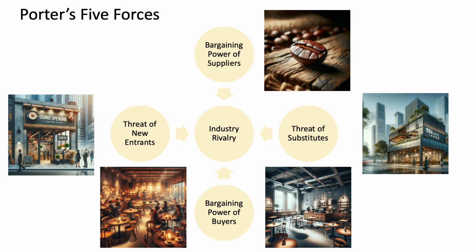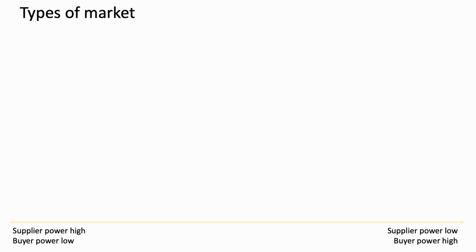Now let's dive deeper into each of the 5 forces. Rivalry among existing competition, bargaining power of buyers, and bargaining power of suppliers are all influenced by the type of market. Here, we'll explore the main types of markets and provide unique examples for each to better understand these dynamics.